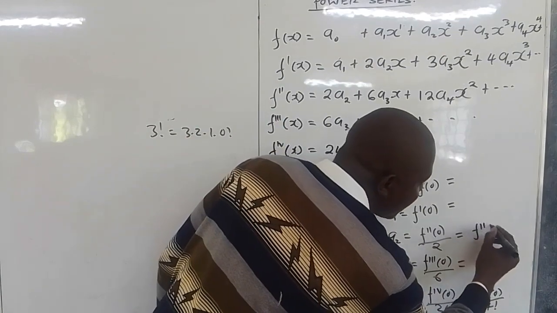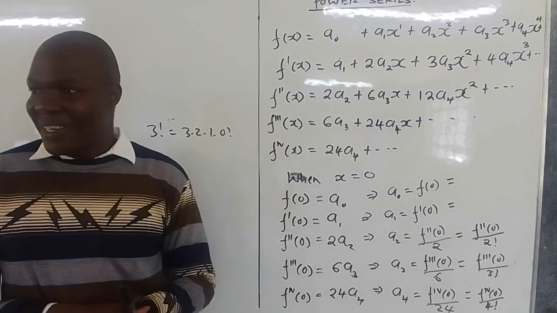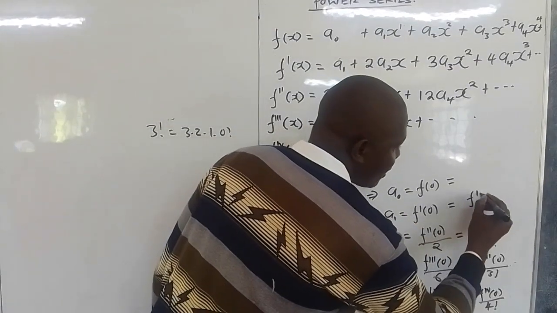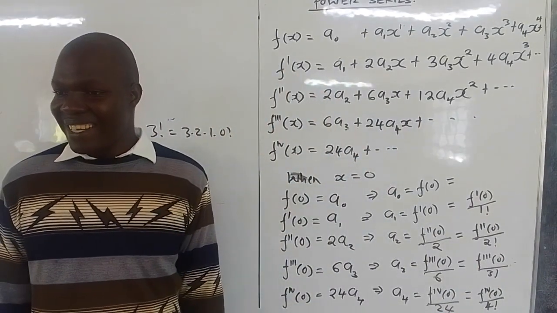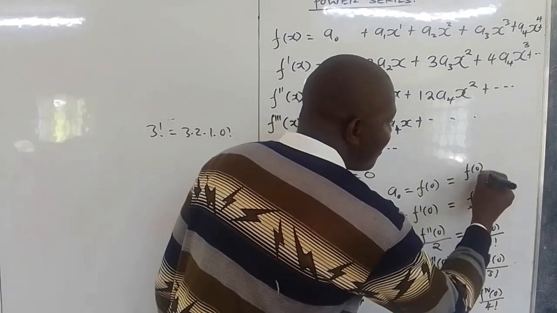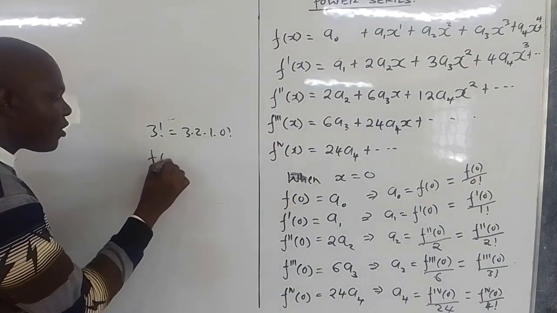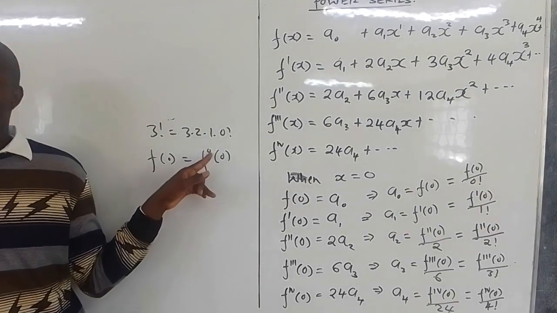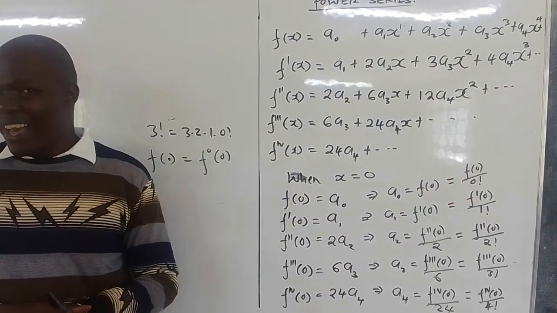Meaning f double prime of 0, if this is double prime, it is over 2 factorial. 2 factorial is the same as 2. Have you seen that? When you have f prime of 0, it means it is over 1 factorial. Are you seeing that? Because 1 factorial is the same as 1. If you have f of 0, meaning it is over 0 factorial, meaning f of 0 is the same as f raised to 0, 0. So when it is 0, it means you have not differentiated it. That's why that 0 is not there. Are you seeing? Are we together?